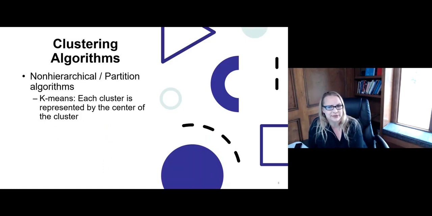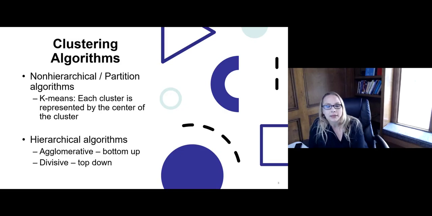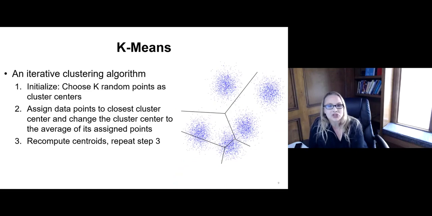So let's talk about the different types of clustering algorithms. The k-means clustering approach is a partition algorithm, so here each cluster is represented by the center of the cluster. Later we are going to look at hierarchical algorithms, of which there are two types. There is the agglomerative, which is a bottom-up approach, and then there is divisive, which is a top-down approach. Let's start with looking at how k-means clustering works.